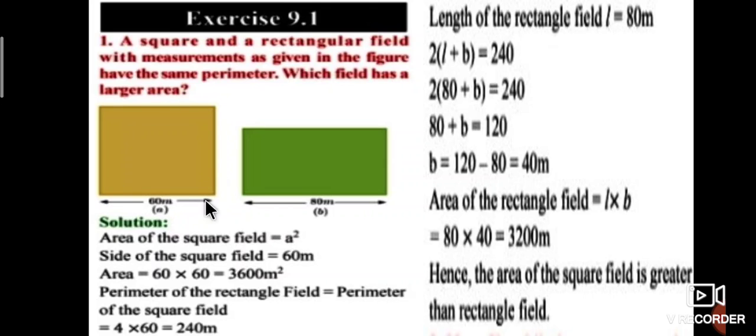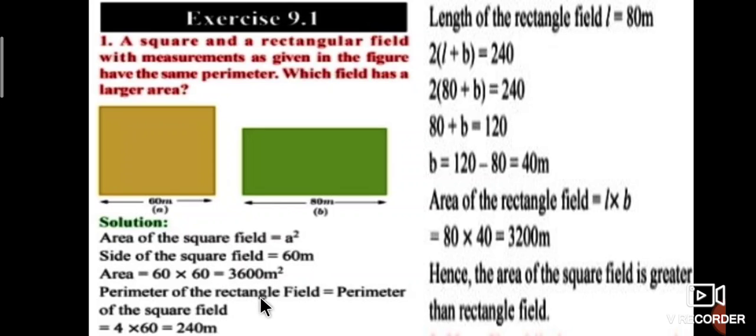Okay, this is the first one. This is the second one. It is 60 meters and this is 80 meters. Therefore, the area of a square field is equal to side squared. The side of the square field is 60 meters. So the area of the square field is 60 into 60, that is equal to 3600 meter square.